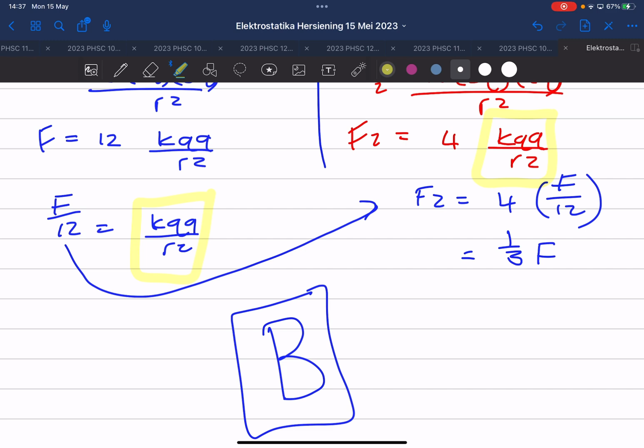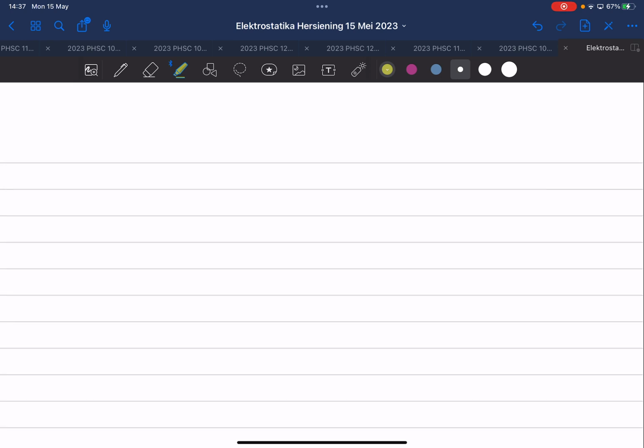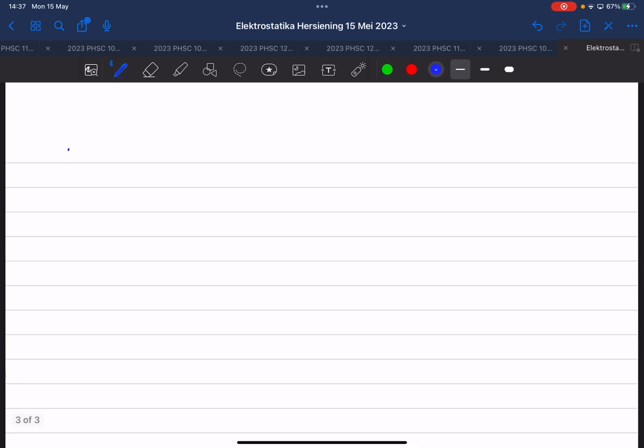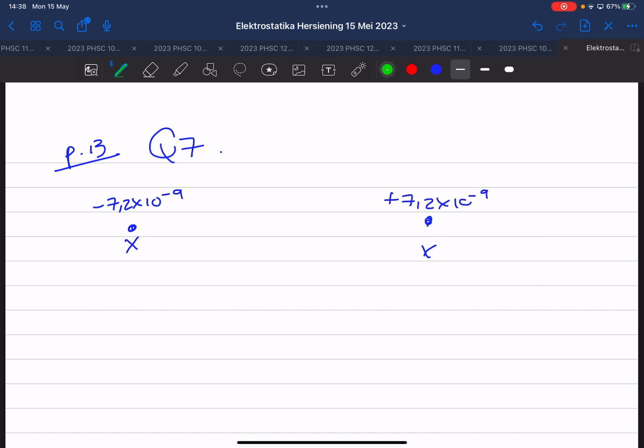Sharp. Okay. So we are now in the same question paper. We are on page 13. We're at question 7. Vraag 7. Daar het jy X en 'n Y. Daar is minus 7.2 maal 10 to the mag minus 9. And that is positive 7.2 times 10 to the power negative 9. En die afstand tussen hulle is 0,03 meter.